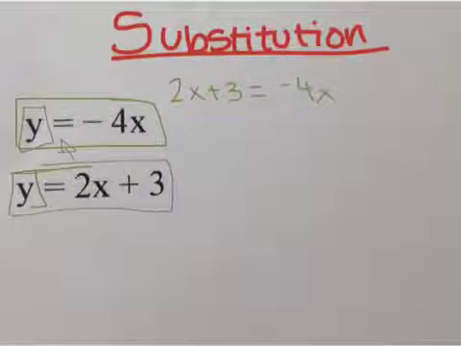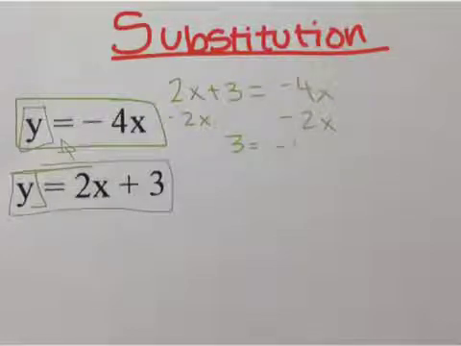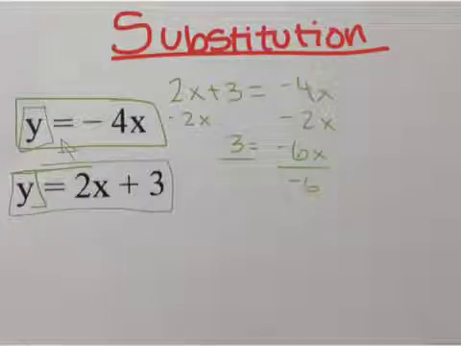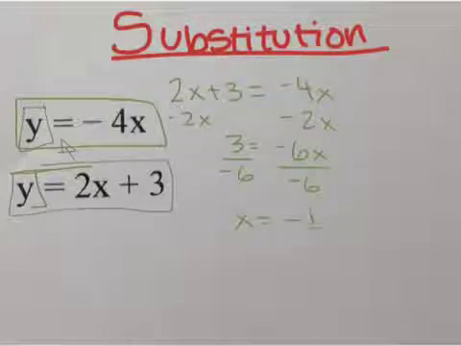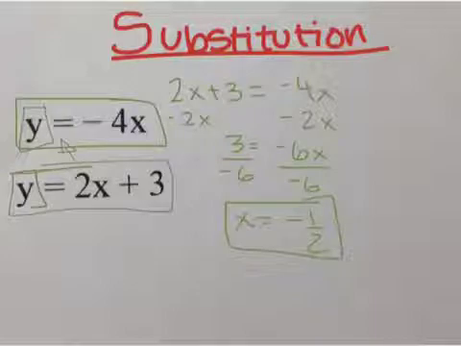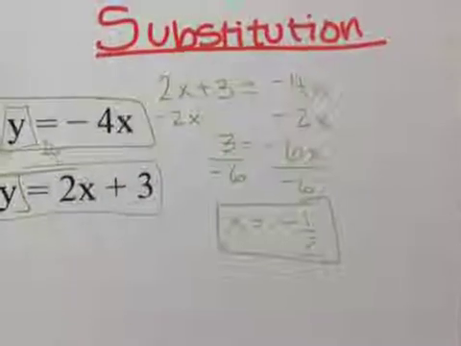So we just have to solve now. So we can do minus 2x, 3 equals negative 6x, divided by negative 6, divided by negative 6, x equals negative 1/2. There. But that's not it. We have to solve for two variables, x and y. Right now we've solved for x. Now we have to solve for y.